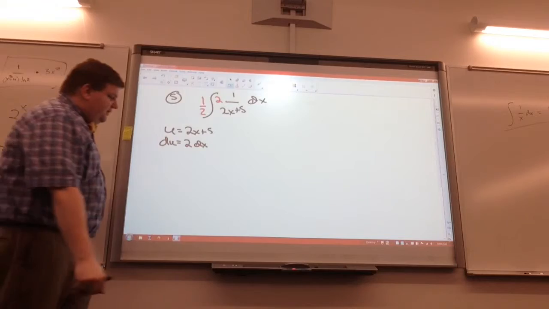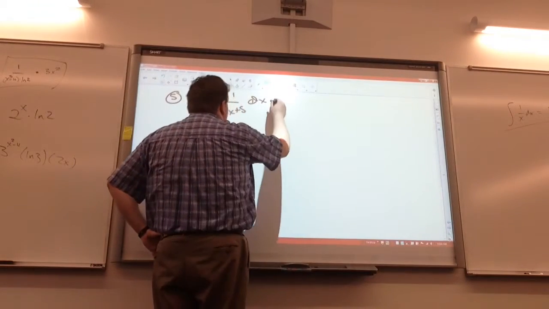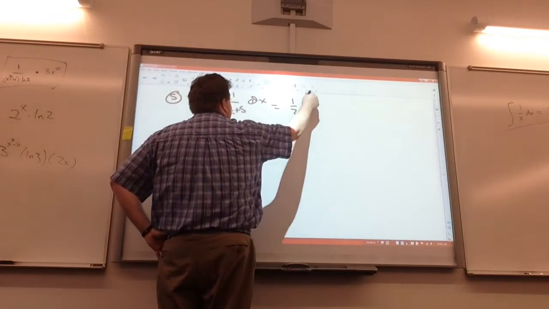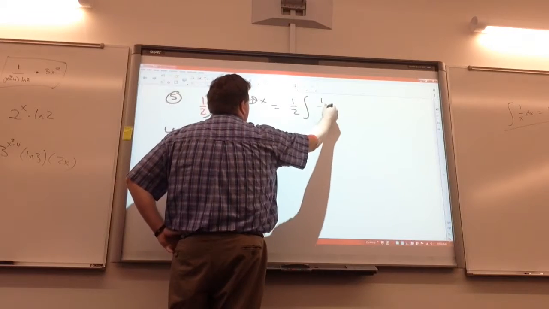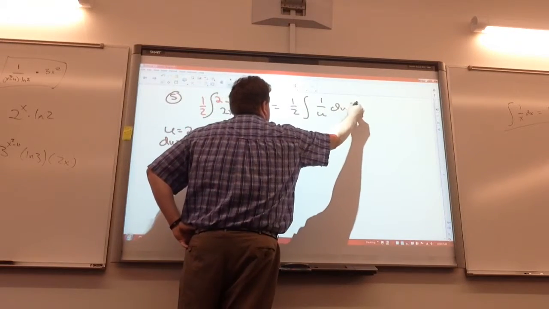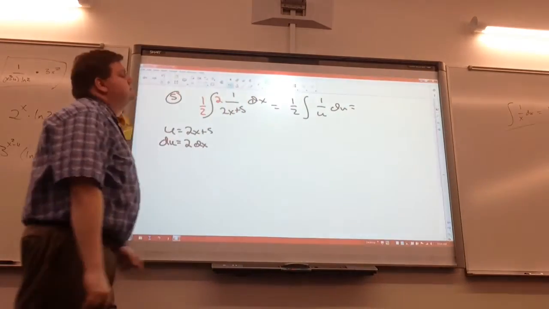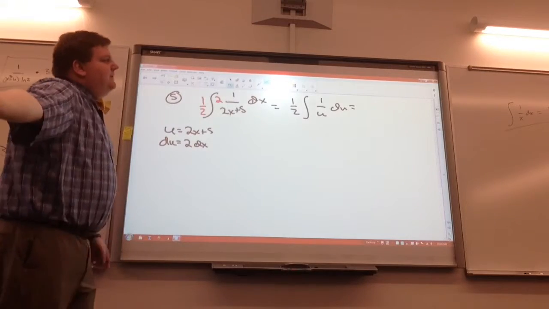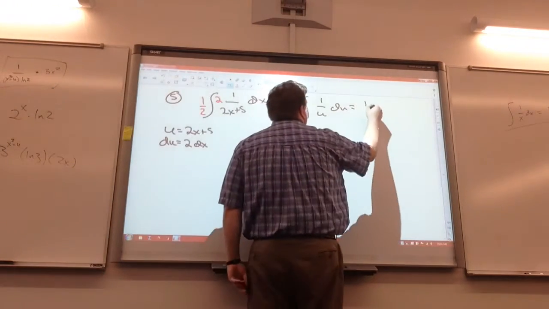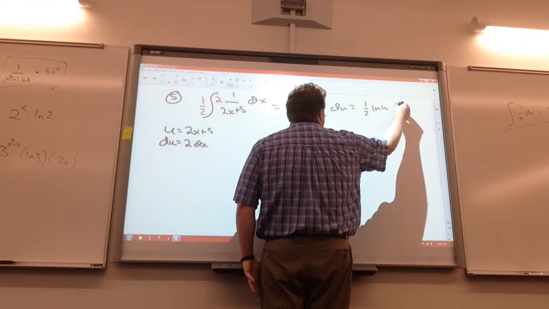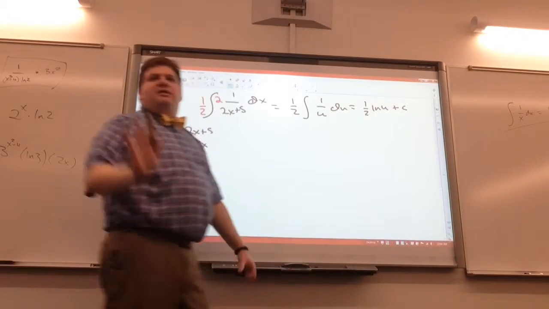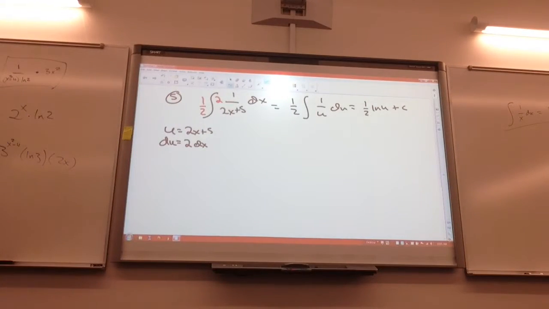Now I can do my u substitution to get this to be 1/2 the integral of 1 over u du. And what does that come out to be? 1/2 natural log of u plus c. And we can leave our answer just like that. Things get a little bit trickier when I do them that way.